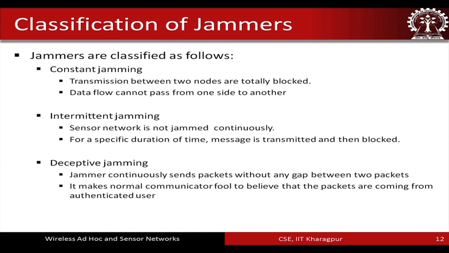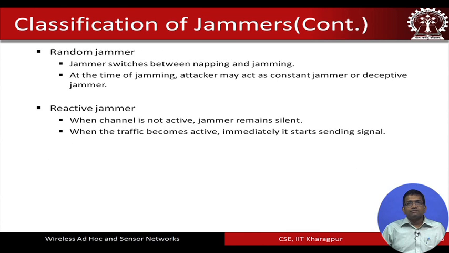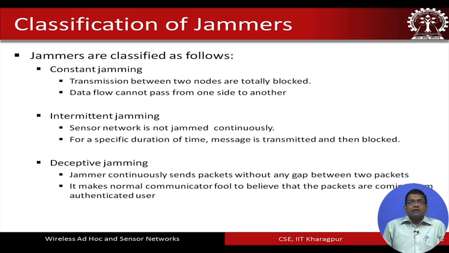There are different types of jammers that are possible: constant jammers, intermittent jammers, deceptive jammers, then random jammers and reactive jammers. In constant jamming, transmission between the different nodes is totally blocked. The data flow cannot pass from one side to another. Between the two nodes there is no transmission that can take place, it is constantly blocked. This is done by the constant jammer, and it is called constant jamming.